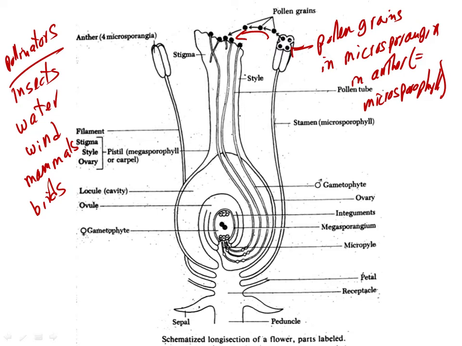So the pollen lands and it grows down. That's the pollen tube growth. And it grows into the micropyle.